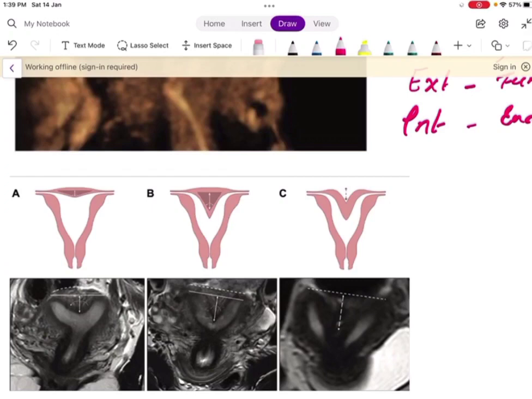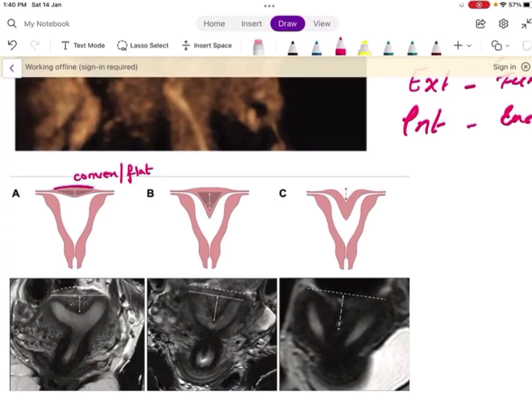The external fundal contour is absolutely normal. It is usually convex, or it can be flat. So this is absolutely normal. There is no external indentation. The fundal contour is normal.